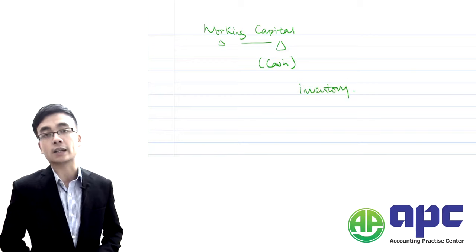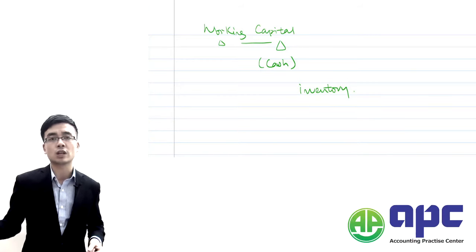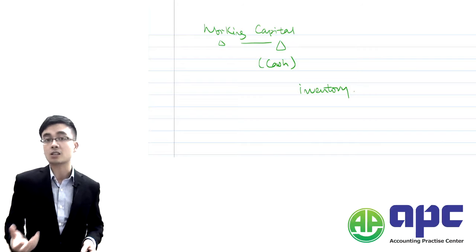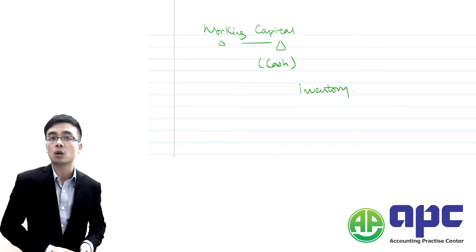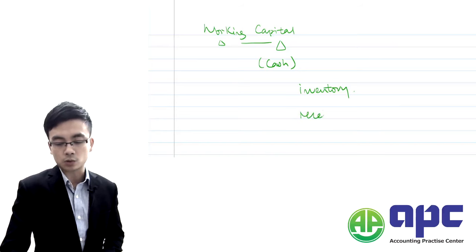Inventory is working simply because our aim is to get rid of these inventories, sell them to others, and get cash from those customers. That's our aim. So inventory will be one of the elements within the working capital. And also we've got the receivable as well.